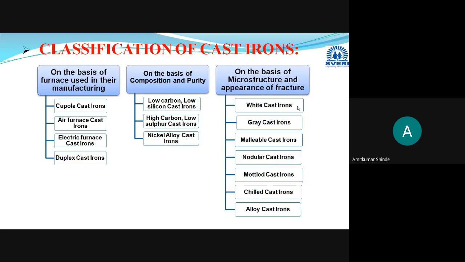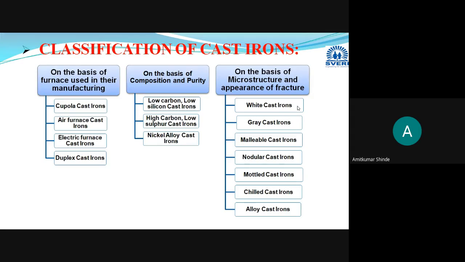Carbon will be present in the combined form, and whenever you observe it under the microscope, the appearance of the fracture will be white colored. That white color is due to the cementite. In short, in white cast irons, carbon is present in the combined form. Free carbon is not available. Carbon will be present in the combined form as cementite. Its chemical formula is Fe3C. Okay, that will be your white cast iron. Then next is the gray cast iron.